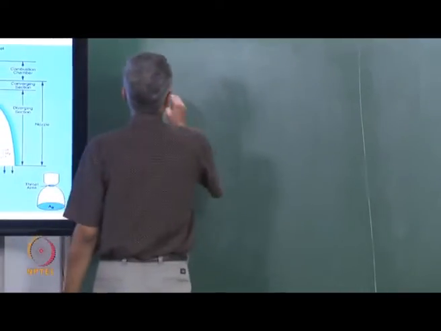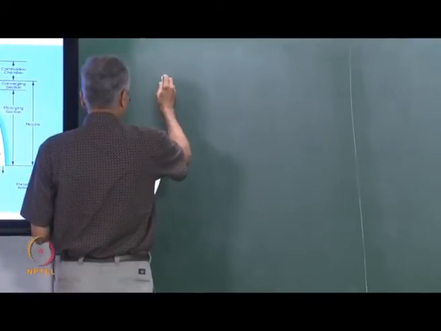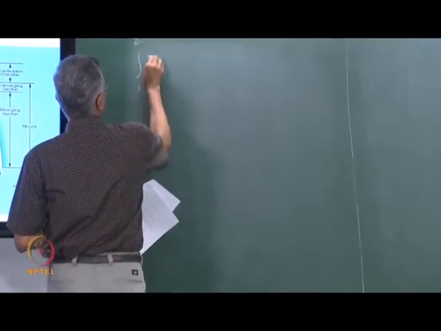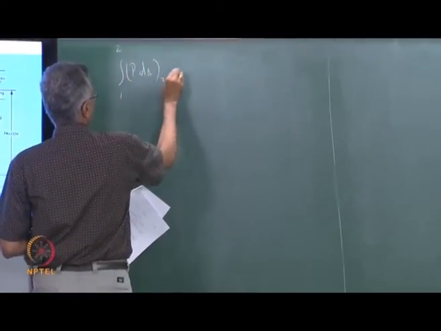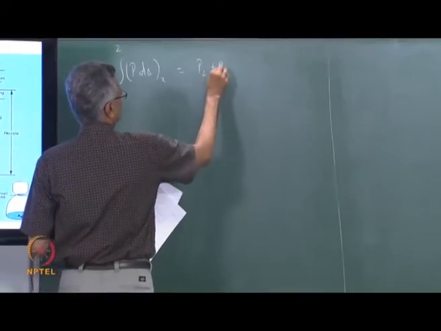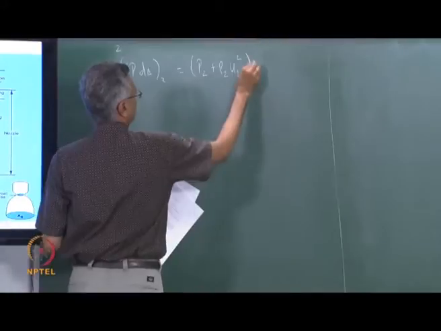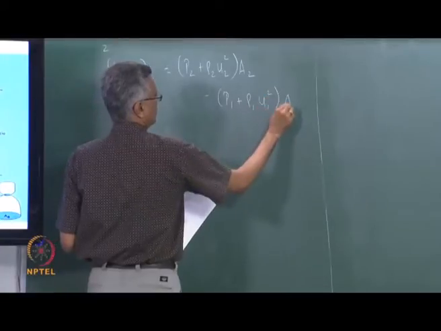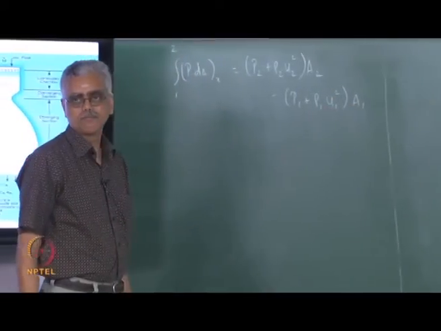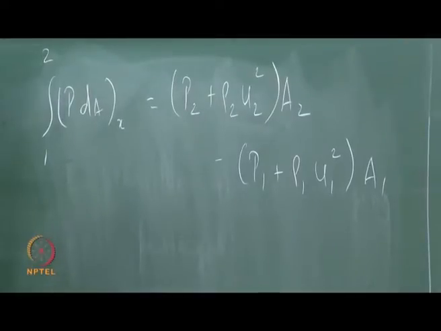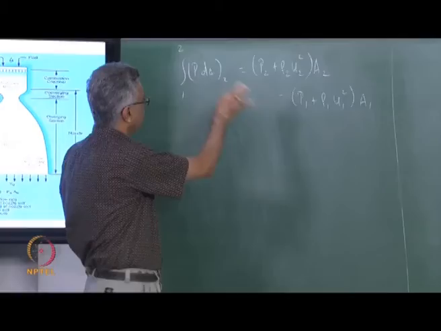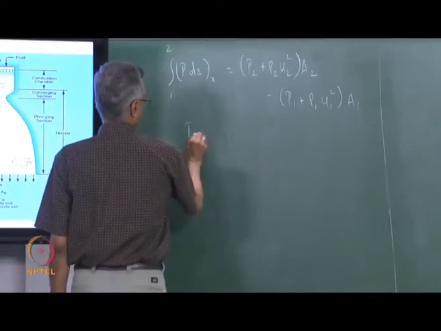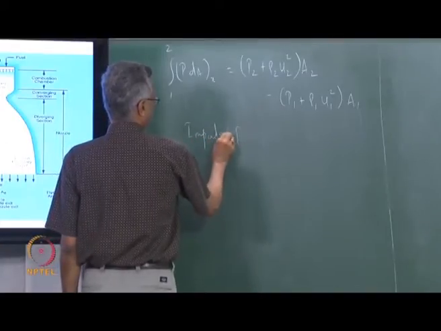I can rewrite the force balance equation as integral 1 to 2 P dA x is equal to (P2 plus rho 2 U2 square) times A2 minus (P1 plus rho 1 U1 square) times A1. Now, this suggests that I define a new quantity called impulse, or impulse function.